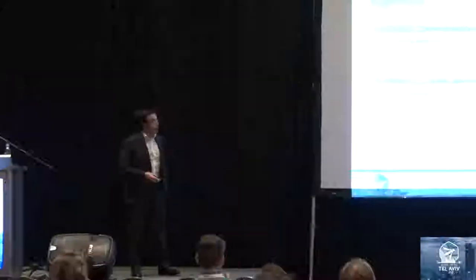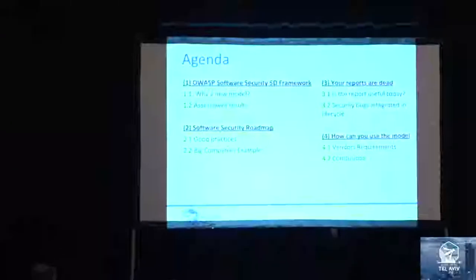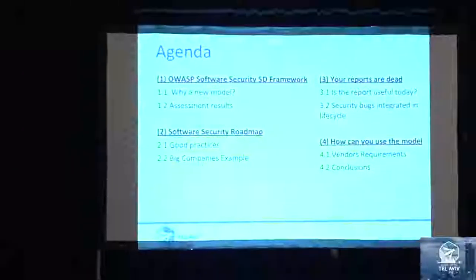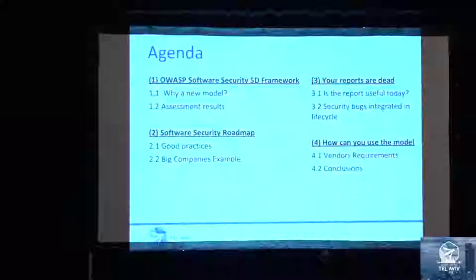Okay, so the agenda has four pillars. I will start by introducing the new OWASP Software Security 5-Dimension Framework, that is a draft project of OWASP, and why we need a new model. And I will show you some assessment results of companies worldwide. Then we'll take a look at some software security roadmaps and good practices, for example, from Google, Facebook, and Comcast.